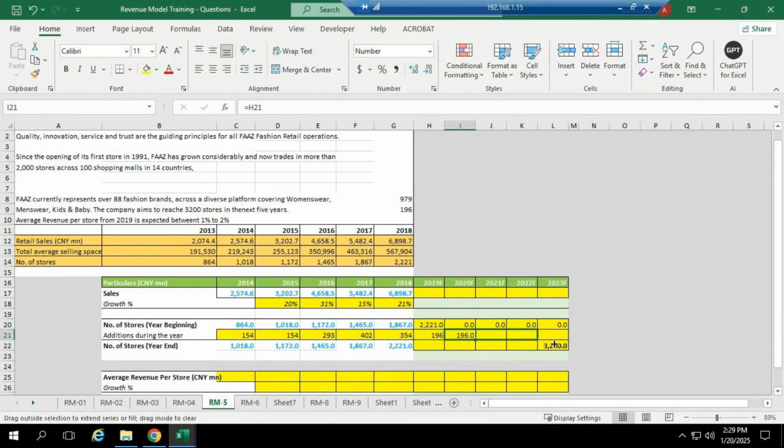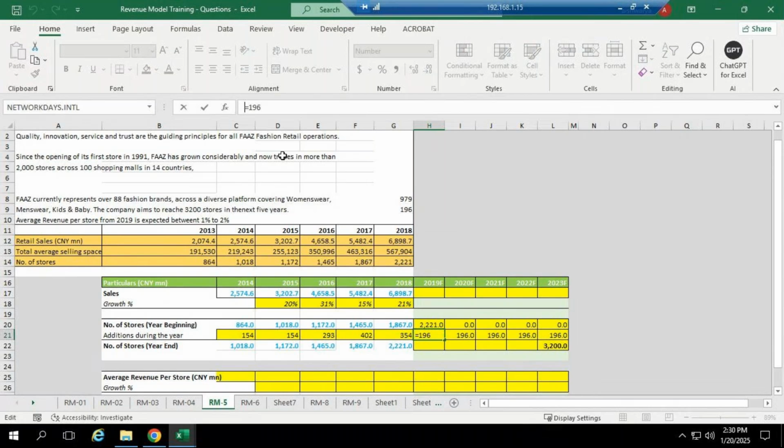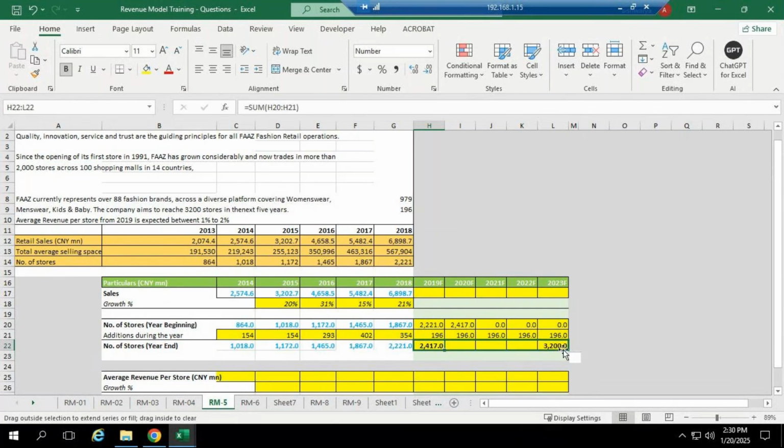So we will just drag it for all the values. So how much is the total here? 2,417. And then by the total it should be 3,200. That's all.